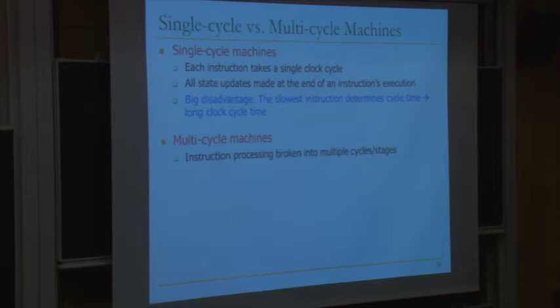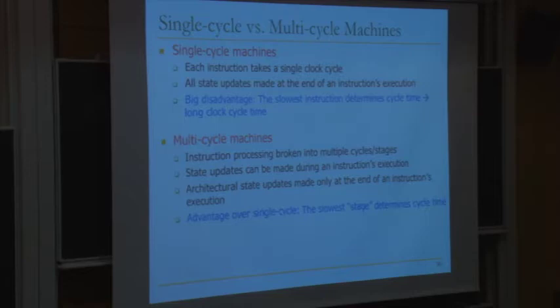So multi-cycle machines, instruction processing is broken into multiple cycles or multiple stages. State updates can be made within the execution of an instruction. And architectural updates have to be made at the end of an instruction's execution because that's the programmer visible state, right? Advantage, now the slowest stage determines cycle time. It's not the slowest instruction, it's the slowest stage. And the microarchitect can now balance the stages, and we will see ways of doing that. But both of these literally follow the von Neumann model at the microarchitecture level, as I described them, because the architectural state doesn't get exposed, doesn't get updated until the instruction finishes.